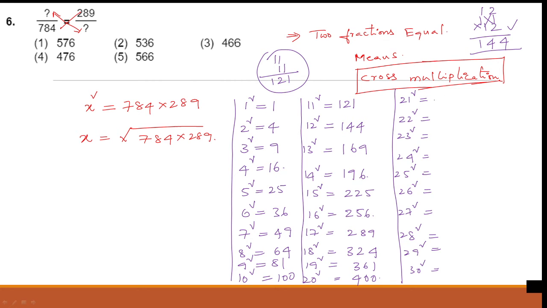Now comes 21 square, that is 441. 22 square, how much? 484. 23 square means 529. 24 in the sense 576. 25 is 625, you know this already. 26 is 676 and 27 square is 729 and 28 square is 784. 29 square is 841 and 30 square is 900.